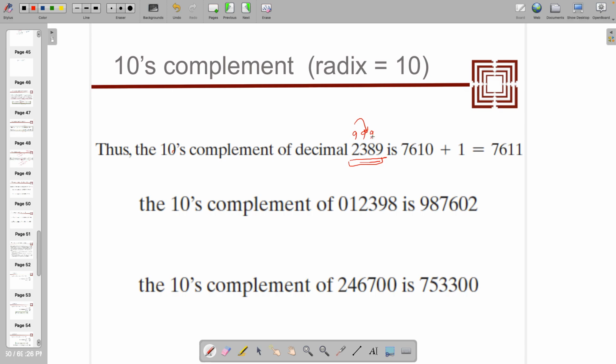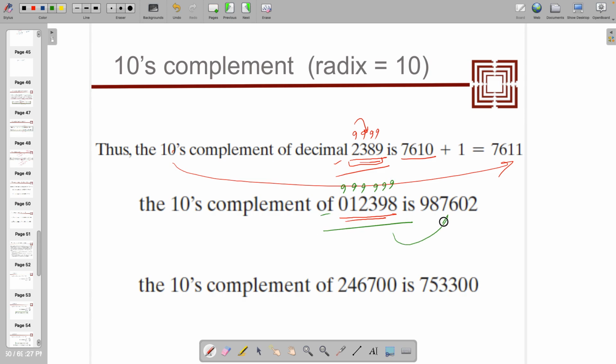Yeah, so 9999 minus this one is going to give me 7610. Adding 1 is going to give me the 10's complement, right? Same way, if this is the case, 0 1 2 3 9 8, you have to subtract all of them from all 9s.